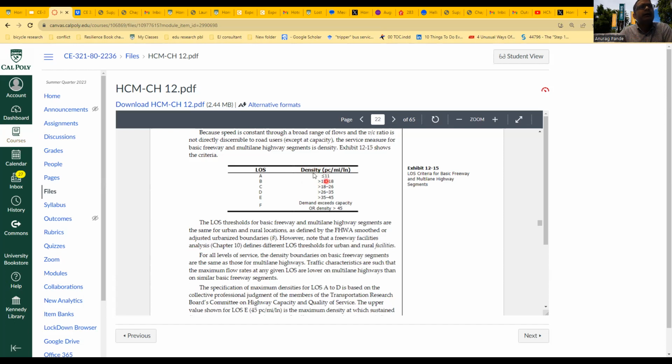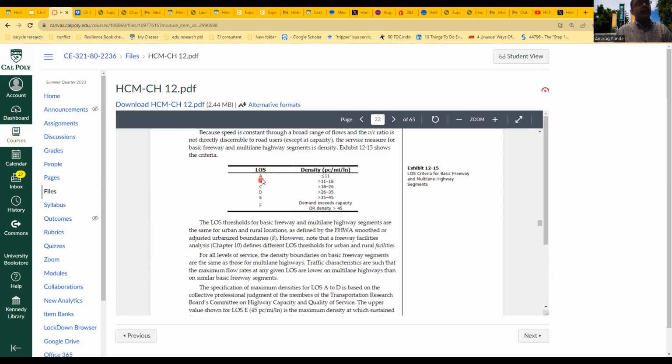That's why we use density to grade the freeway performance, because that's how drivers perceive the performance. If the density is low, drivers feel good driving on the freeway. But if the density is pretty high, for example more than 35 passenger cars per mile per lane, then drivers don't feel good about that. That's why, when we are grading the freeway, we use density as our performance measure to define the level of operation.